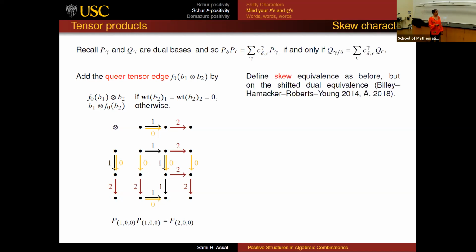And Zach asked about how do you skew things? Well, you can skew things, but really when you're skewing things, you're doing something with Q's. You need to keep in mind that these are not self-dual. The dual of the P's are the Q's, and the Q's are the ones that you can skew. And so there's a really beautiful theory that I would say is the type C version, and there's a dual equivalence graph, and all the same theory built out. Billey, Hamaker, Roberts, and Young did in 2014.